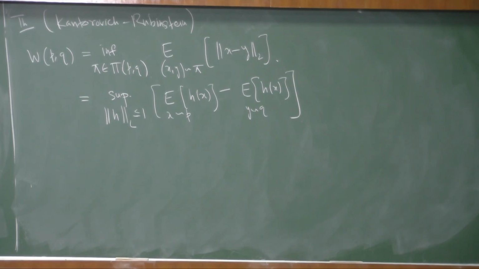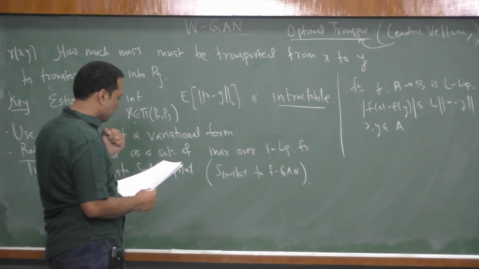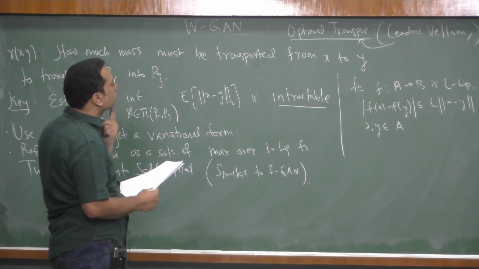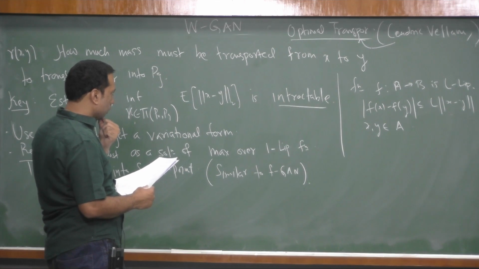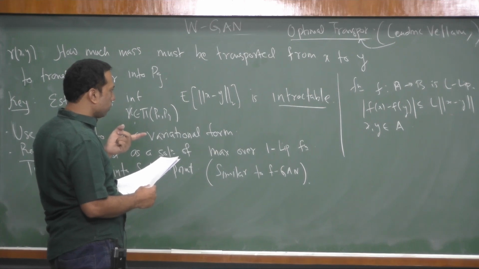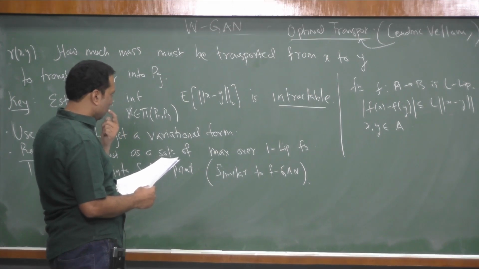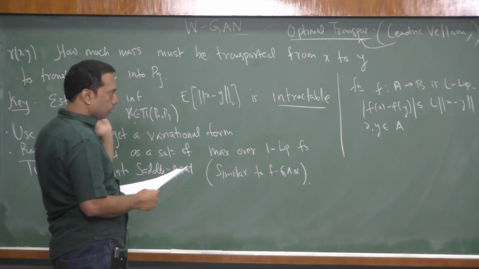So we are supposed to introduce a Lagrangian with the multipliers f and g. Here P is a marginal and Q is a marginal, which I get by integrating out, and f and g are the multipliers.